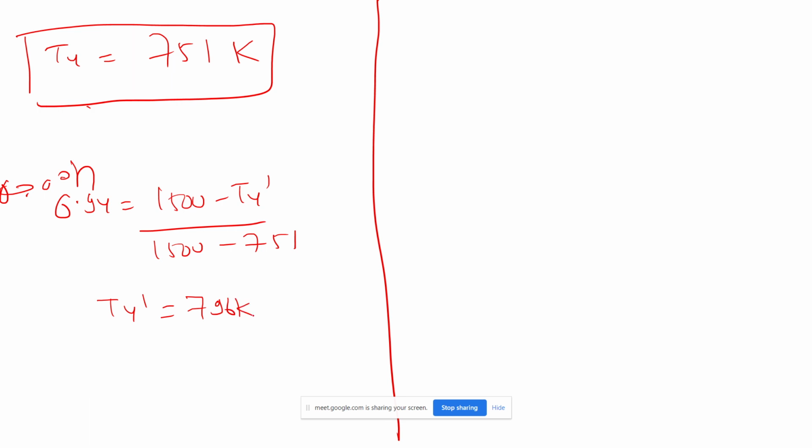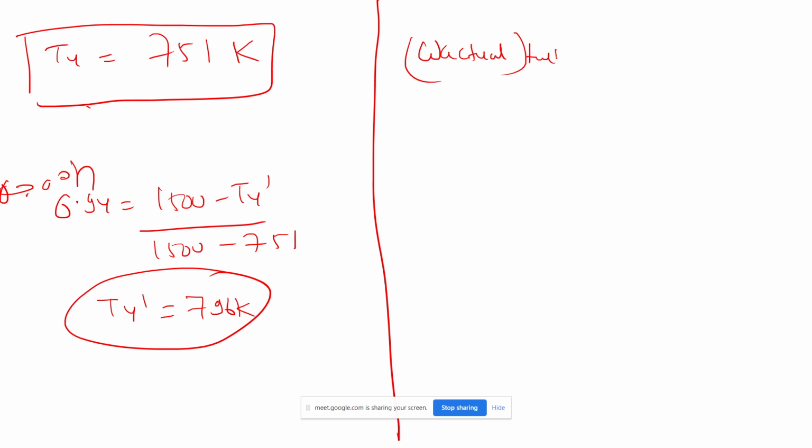796 Kelvin. Okay, so the actual work done, work actual for turbine, is equal to 0.98. We will write again Cp into T3 minus T4 dash, 0.98 into 1500 minus 796 Kelvin.